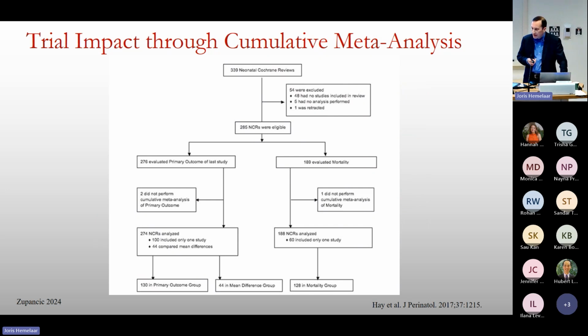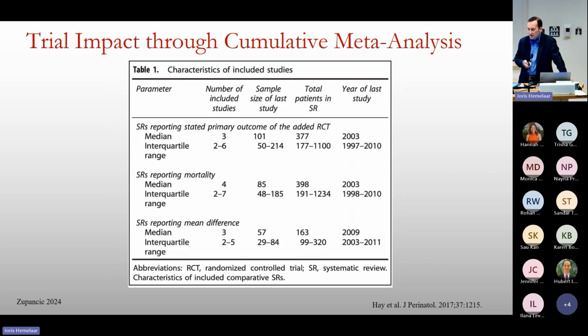So Dr. Hay looked at the time, there were 339 Cochrane reviews, and she looked both at the stated primary outcome of the last study and at mortality, thinking that those were the two issues that probably would drive clinicians to accept or reject a particular result.